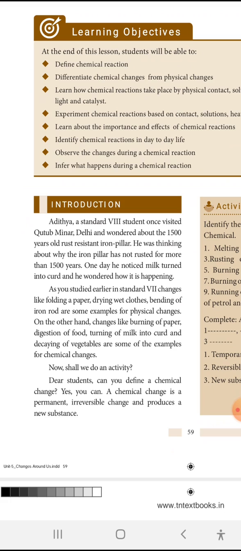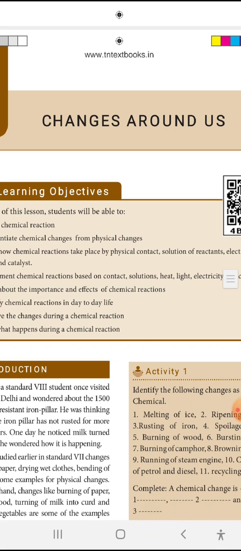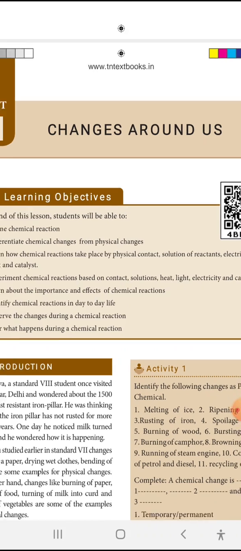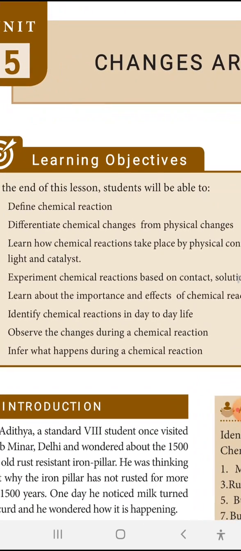Introduction part. What is changes around us? All the changes happening around us are called changes around us. Now the climate has changed, from summer to winter. Like this, many changes are there, physical and chemical changes, as you studied in the lower classes.